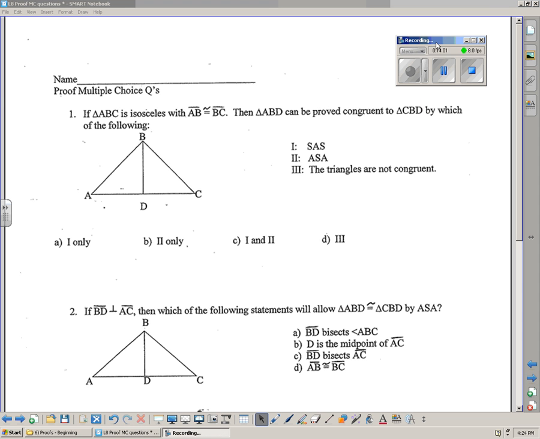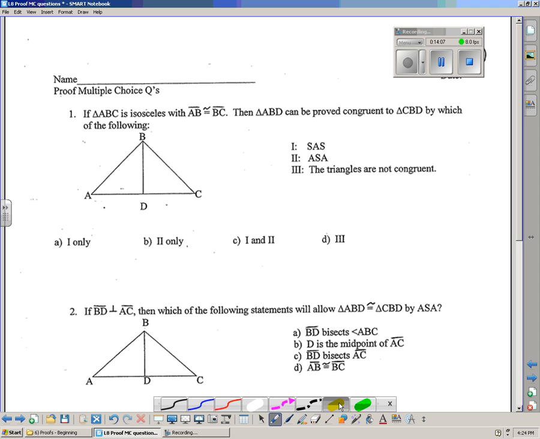And then I asked you to complete page 4, so here we go. It says, if triangle ABC is isosceles, so we have an isosceles triangle there. And by that, we would also know that the base angles are equal. And we also can see the reflexive property. So here's our picture. It says triangle ABD can be proved congruent to triangle CBD, which are the following.